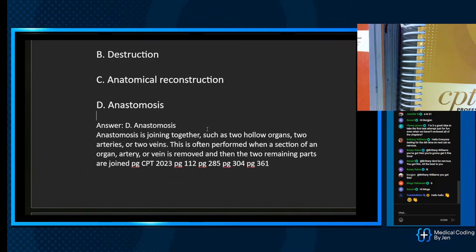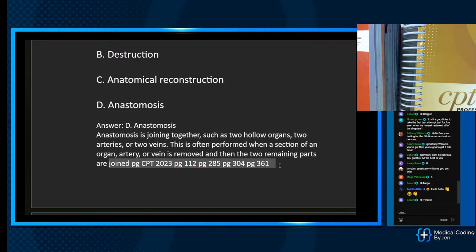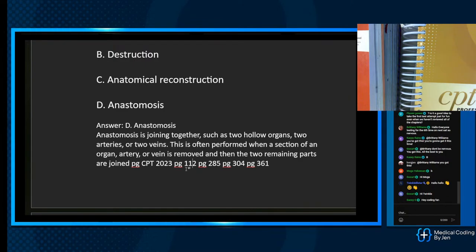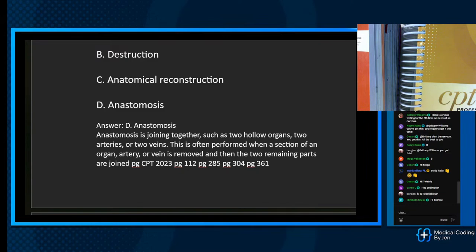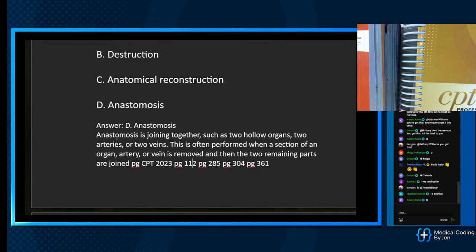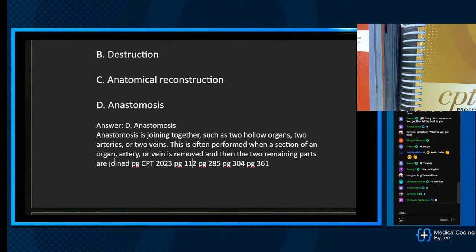And this one we did do on Wednesday. It's all over the CPT book. There's quite a few pages. It's pretty much in every chapter. So I've got page numbers down from 112, 285, 304, and 361. And then I stopped writing it down. It's described everywhere. And it doesn't have to be hollow organs. It could be two arteries, two veins, but it's still a cylindrical type of thing that they're sealing up, but it's a circle that's kind of cut in half.